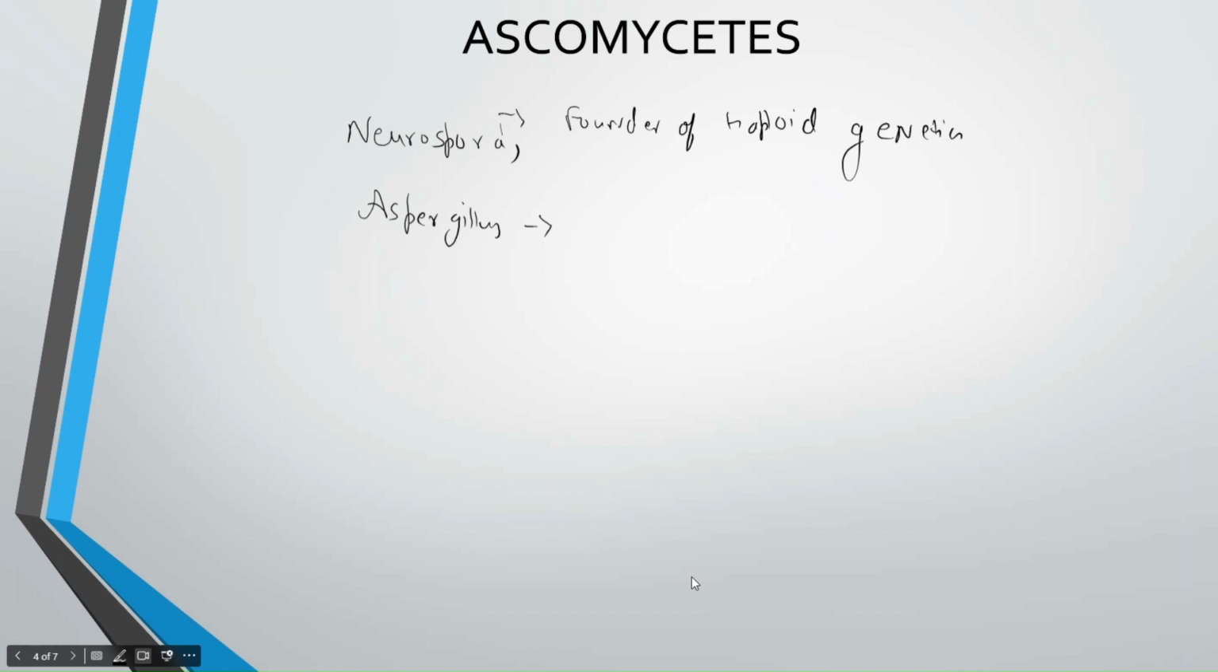Like Neurospora, the founder of haploid genetics. If I talk about Aspergillus, it is used for the production of citric acid. Aspergillus niger. Further up we have Claviceps.